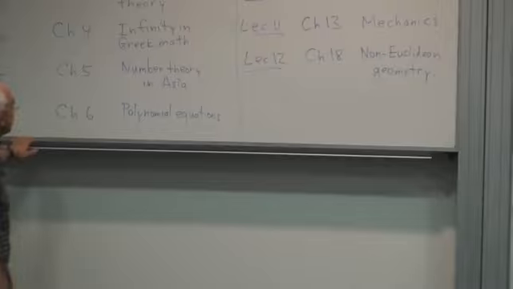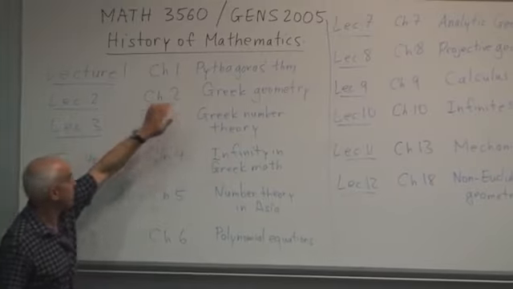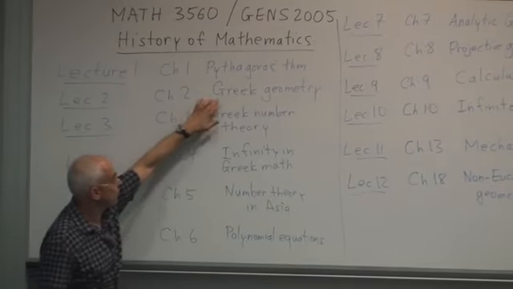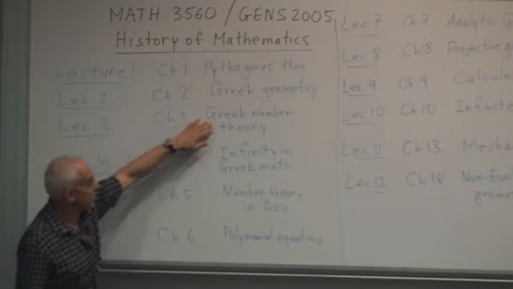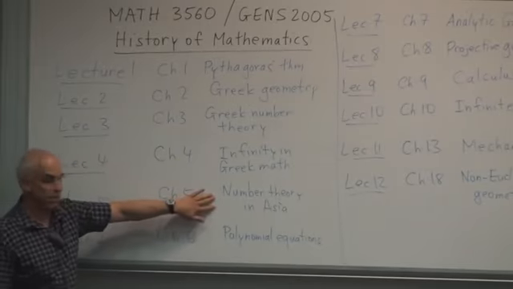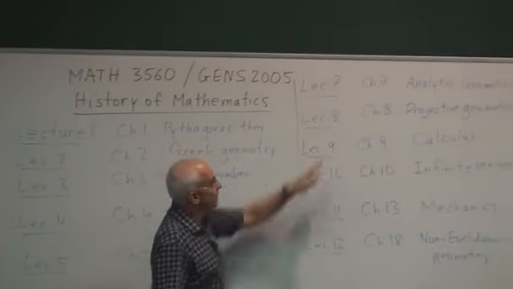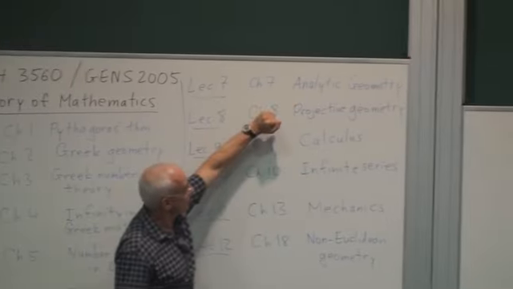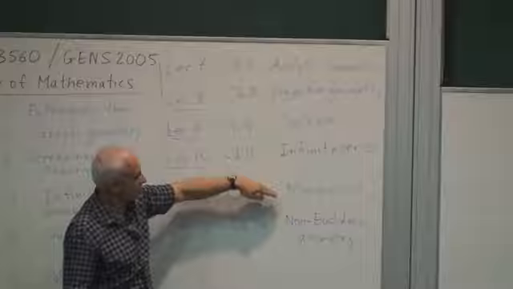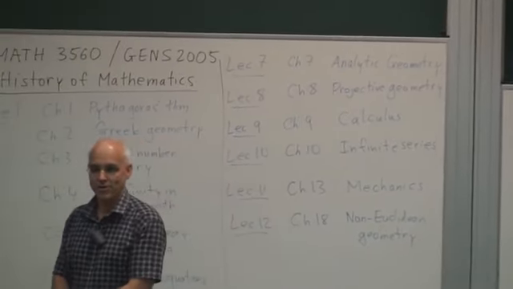We're going to have 12 lectures. The first lecture, this is today, we'll talk about Pythagoras' theorem. That's chapter 1 of the book. Second lecture, chapter 2, Greek geometry, then Greek number theory, infinity in Greek mathematics, then number theory in Asia, polynomial equations, analytic geometry, projective geometry, calculus, infinite series, mechanics, and non-Euclidean geometry will be our final chapter.